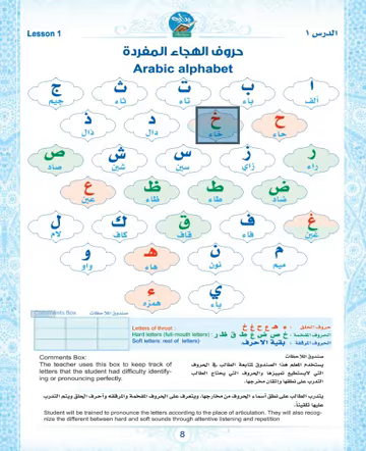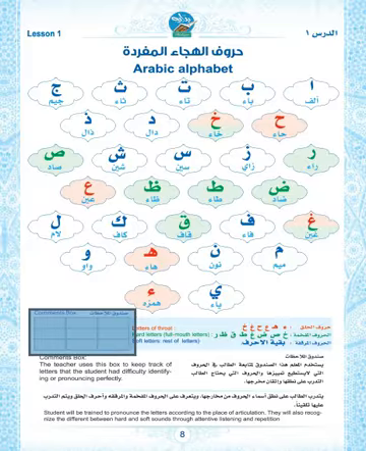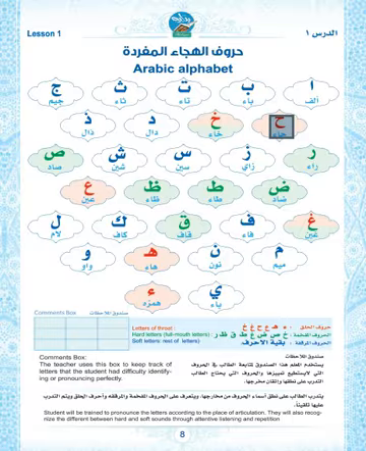Also, we have the comments box at the bottom of this page. So if the teacher notices any problems with the student, any repetitive problems, such as if the student confuses Ha with Ha, the teacher would take note of this in the comments box.